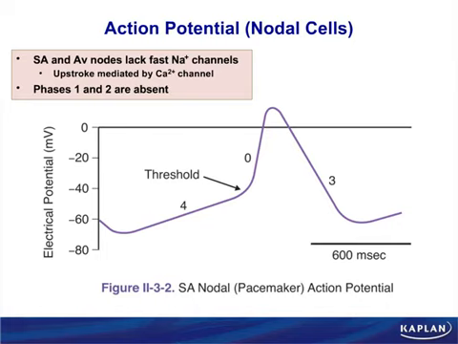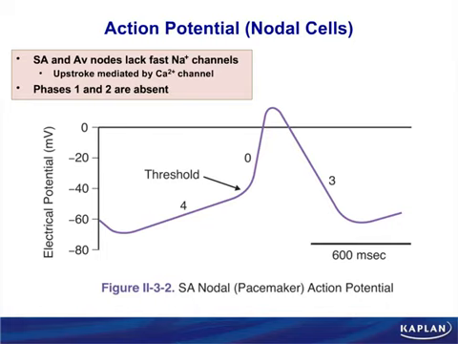Now, a very important point about nodal cells is they don't have fast sodium channels. So the upstroke of the action potential is not going to be a sodium current. They do not have fast sodium channels. So that's a big key. Again, this could be SA or AV node. They're going to be very similar. What's going to be different in SA and AV node will be phase 4.